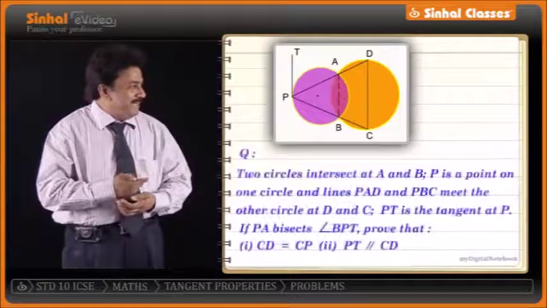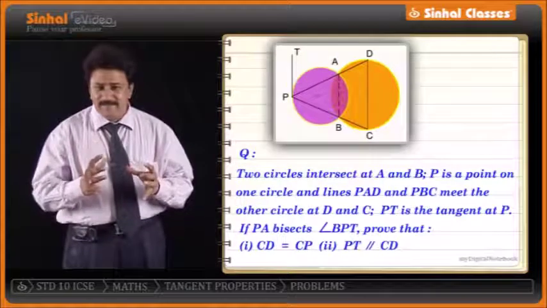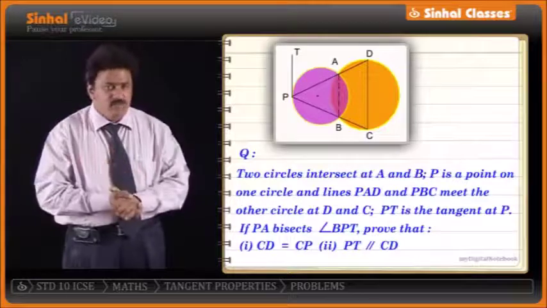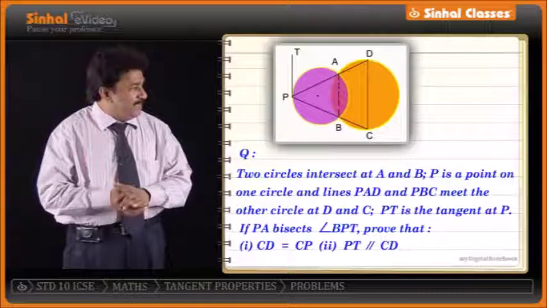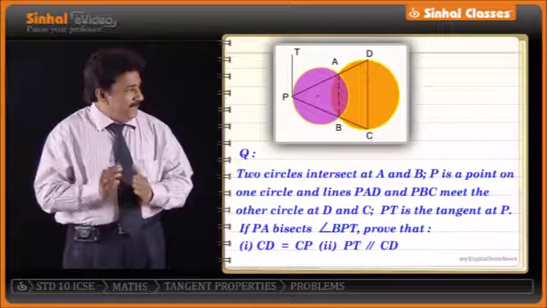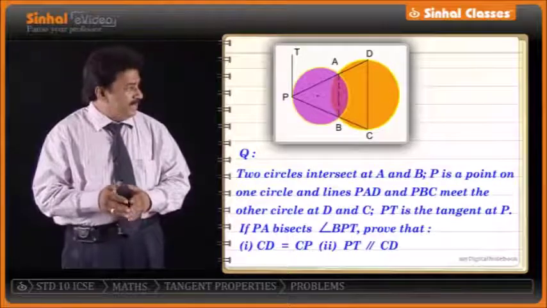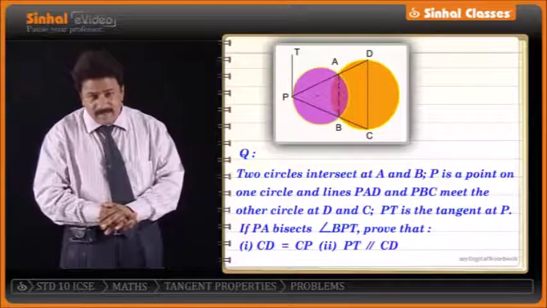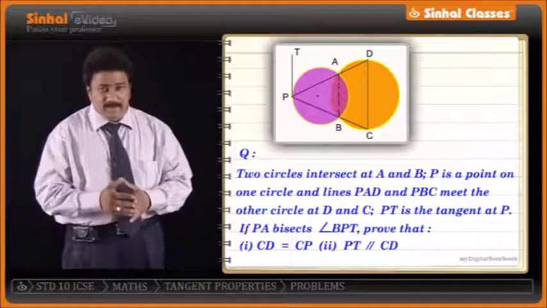Two circles intersect at A and B. Okay, there are two circles which are intersecting or meeting at point A and point B. What else? P is a point on one circle and the lines PAD and PBC meet the other circle at point D and C. Okay, that's just the information. Go ahead. PT is a tangent at point P.